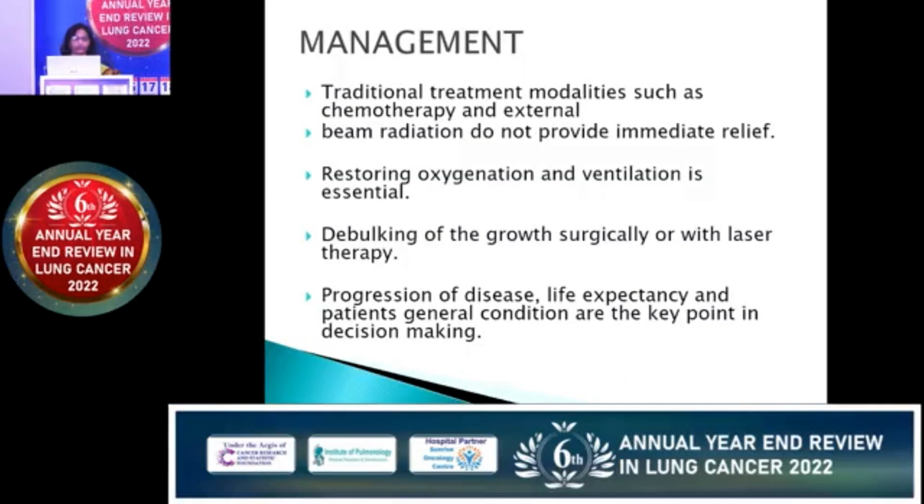The management of airway obstruction: traditional treatment modalities such as chemotherapy and external beam radiation do not provide immediate relief. As we can see, these patients will be coming with stridor. So what we need to do is give oxygenation, and ventilation is essential. Debulking of the growth surgically or with laser surgery, like we take the patients for tracheostomy. Progression of the disease, life expectancies, and patient's general conditions are the key points in decision making.